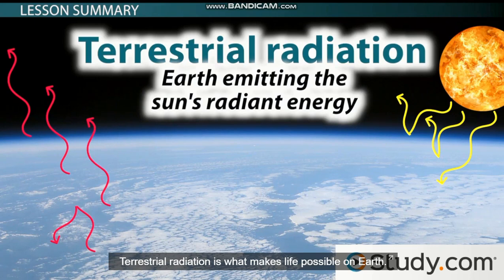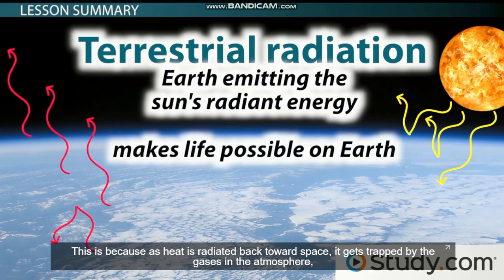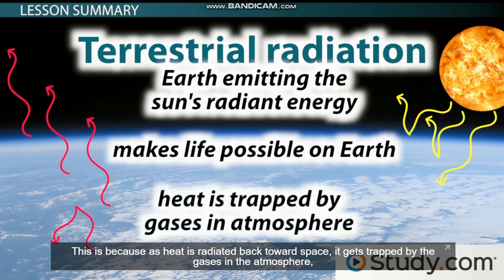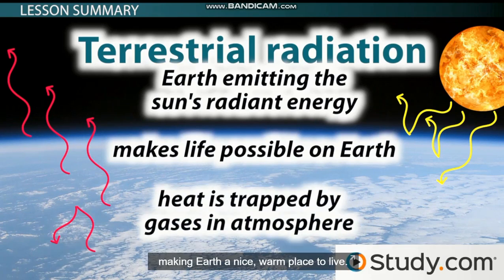Terrestrial radiation is what makes life possible on Earth. This is because as heat is radiated back towards space, it gets trapped by the gases in the atmosphere, making Earth a nice, warm place to live.